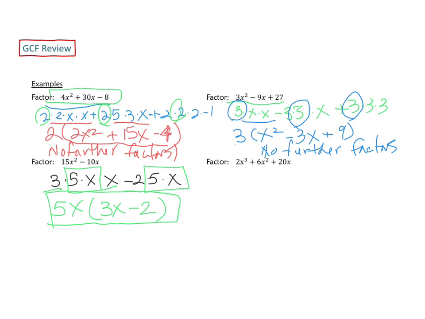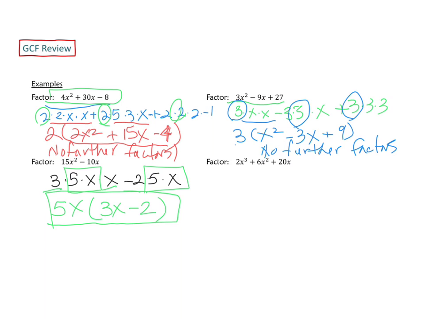Let's take a look at one more. See if you can do it. It says 2 times x to the third power plus x squared plus 20x. See if you can write out the factors. 2 times x to the third would be what? Stop the video, give it a try.